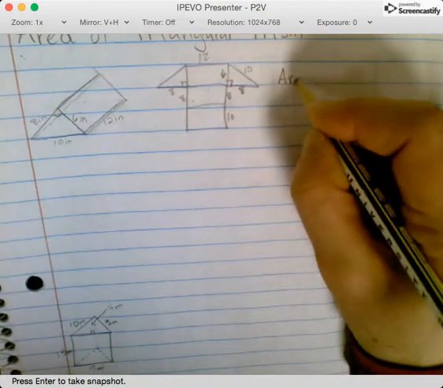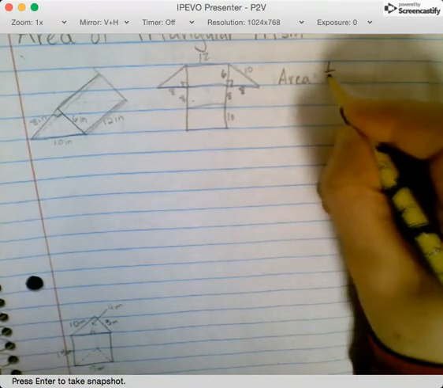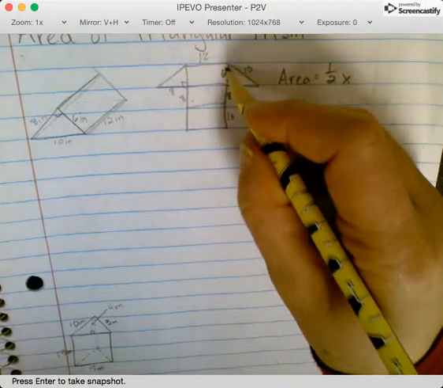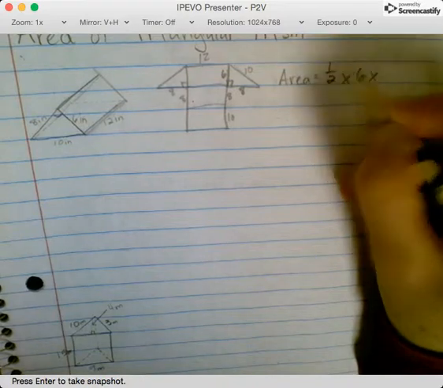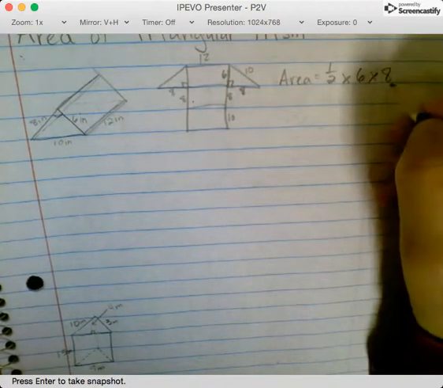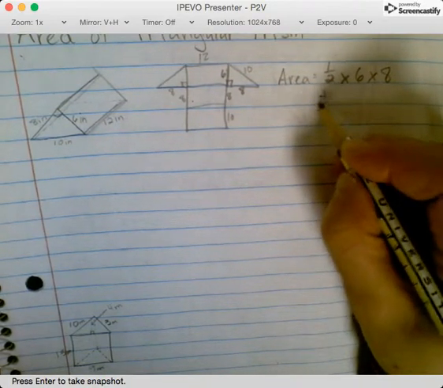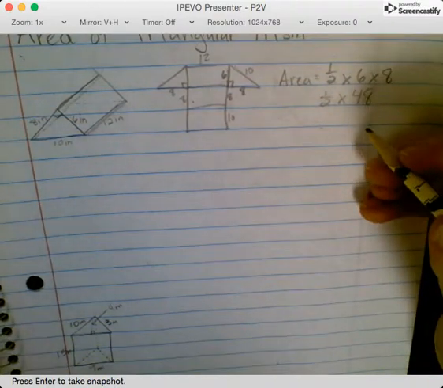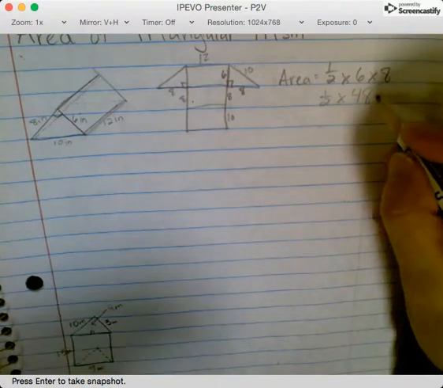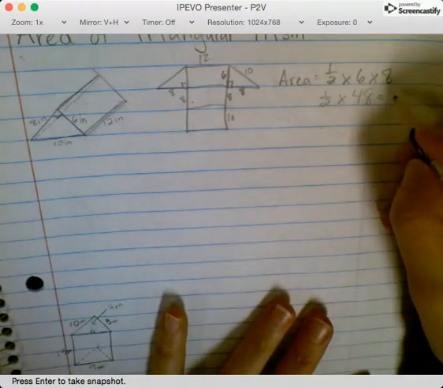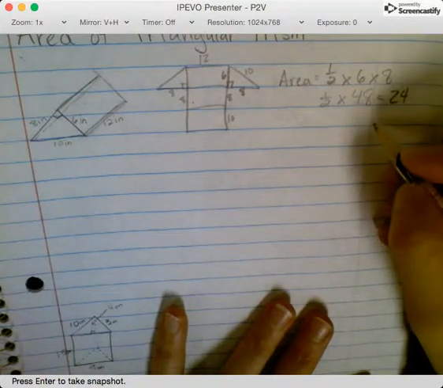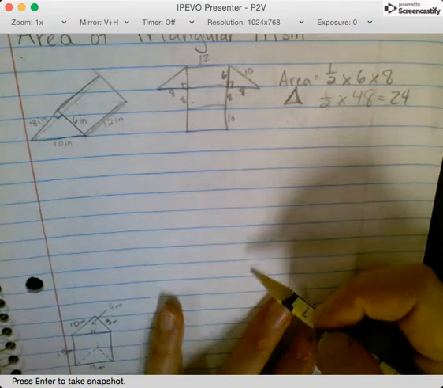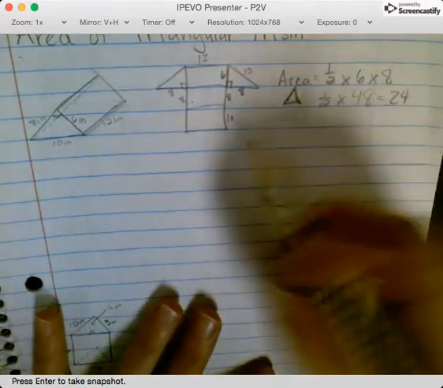The area of a triangle is equal to 1/2 base times height. So my base is 6, my height is 8, and so that is 1/2. 6 times 8 is 48. And remember, I said you could also do the divided by 2 way. So 1/2 of 48 is 24. So that would be the triangle. And remember, there are 2 of those.